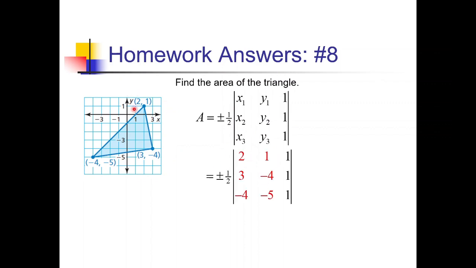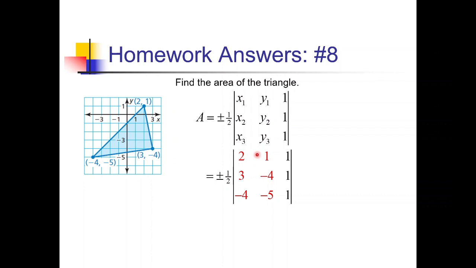So we've got 2 and 1 for x1 and y1, and it doesn't really matter which one it is as long as it's in there somewhere. And then I'll use 3 and -4 for x2 and y2, and -4, -5 for the last set. So I'm going to take the determinant of this one now.